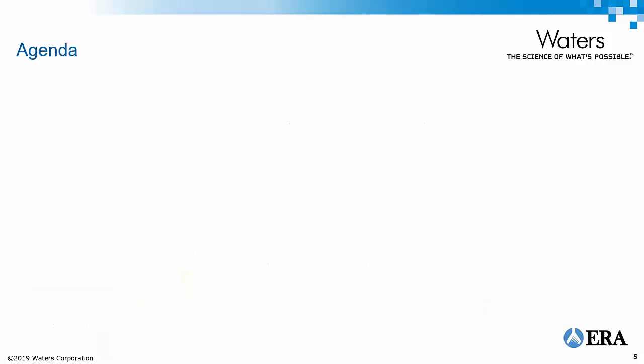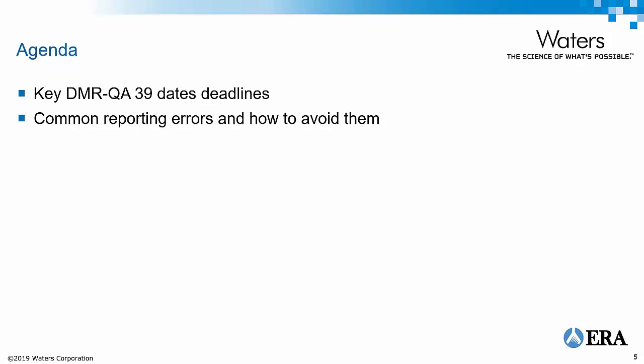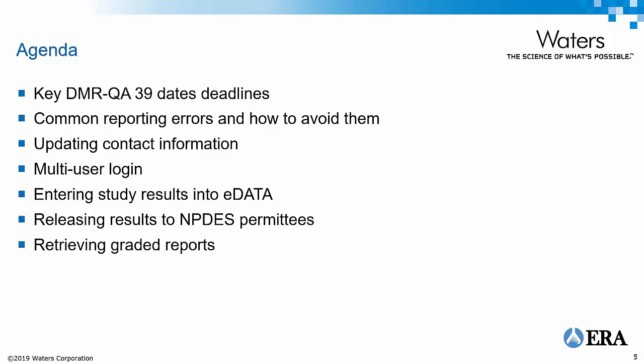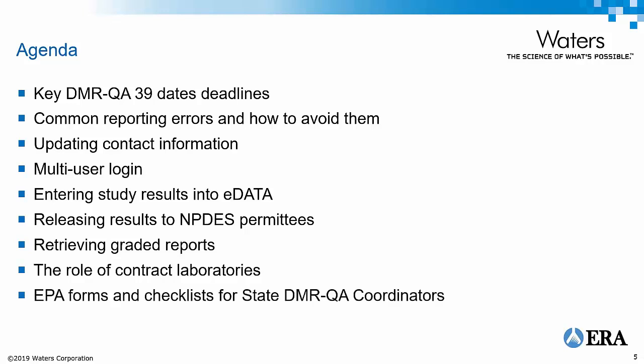Okay, for today's webinar, we'll cover the following topics: key DMR-QA reporting deadlines, common reporting errors and how to avoid them, updating contact information and multi-user login, entering study results into eDATA, releasing results to NPDES permittees, retrieving graded reports, EPA forms and checklists for state coordinators, and finally, the corrective action process.